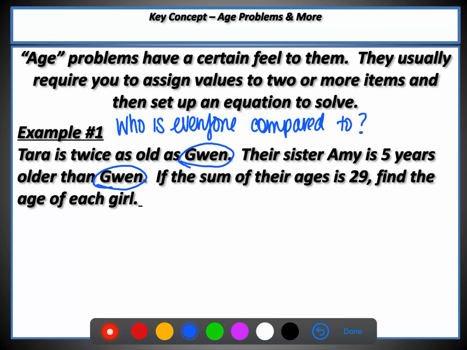Tara is twice as old as Gwen. Amy is 5 years older than Gwen. So that means Gwen is my first number. She's my n. And then we translate from there based on Gwen. So if Tara is twice as old, Tara has to be 2n. And if Amy is 5 years older, then she has to be n plus 5.